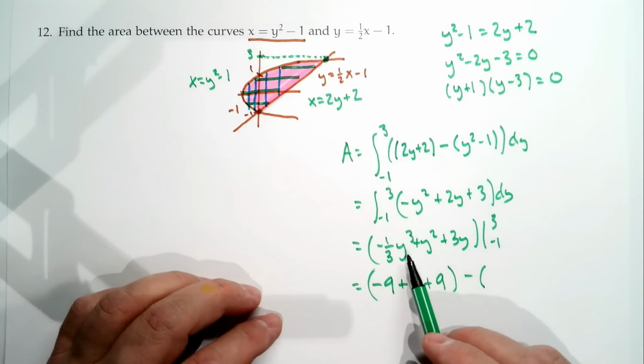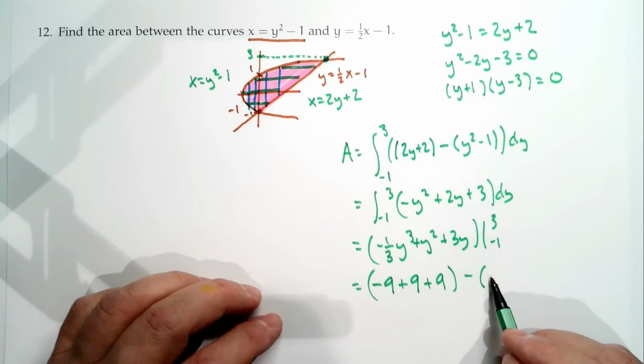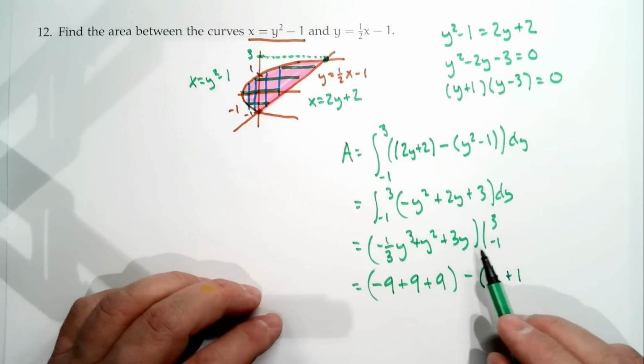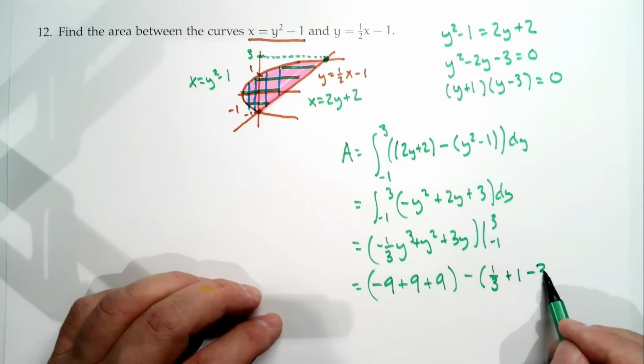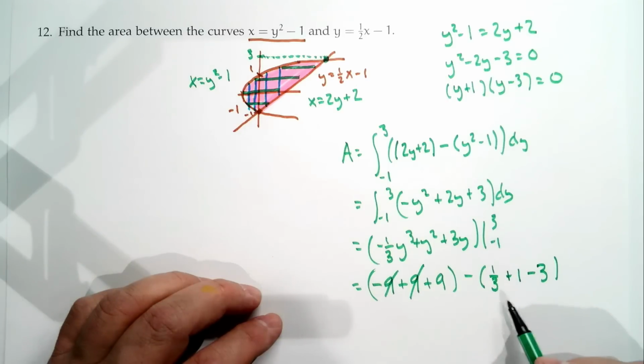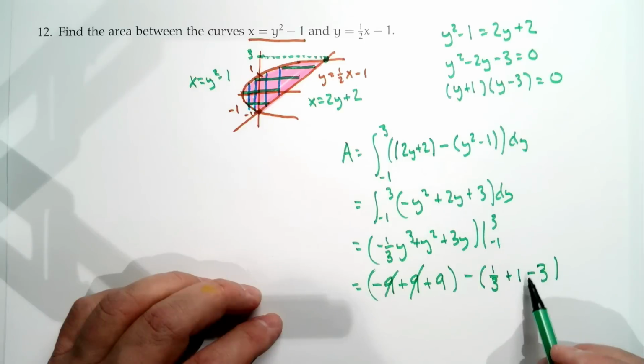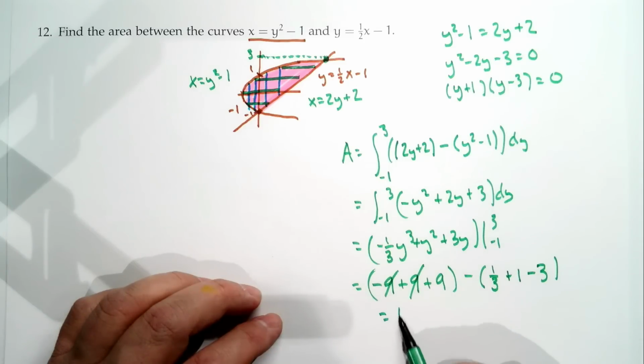Plug in negative 1. Negative 1 cubed is negative 1, so you get plus 1/3. Then y squared: negative 1 squared makes that a plus 1. And then 3y, that's a minus 3. The 9s cancel. Minus, so what do we have? We have 9 minus 1 plus 3. That makes this 11 minus 1/3, which is 32/3.